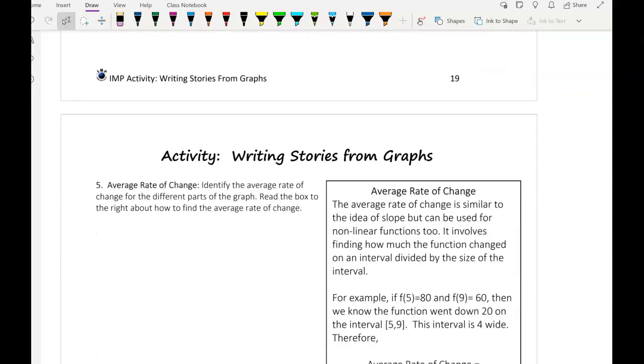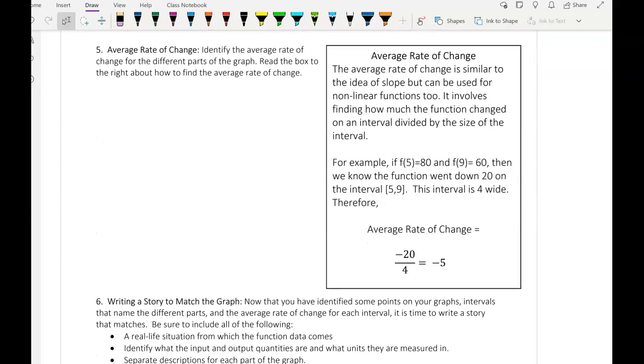All right, the next page, average rate of change. It says identify the average rate of change for different parts of the graph. Read the box to the right about how to find the average rate of change. The average rate of change is similar to the idea of slope, but can be used for nonlinear functions too. It involves finding how much the function changed over an interval divided by the size of the interval.